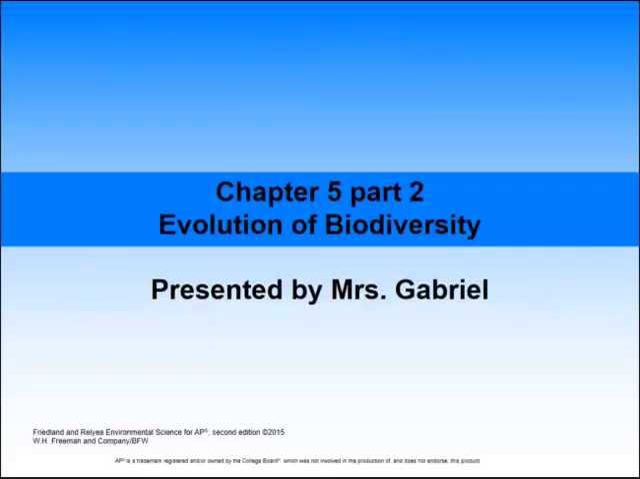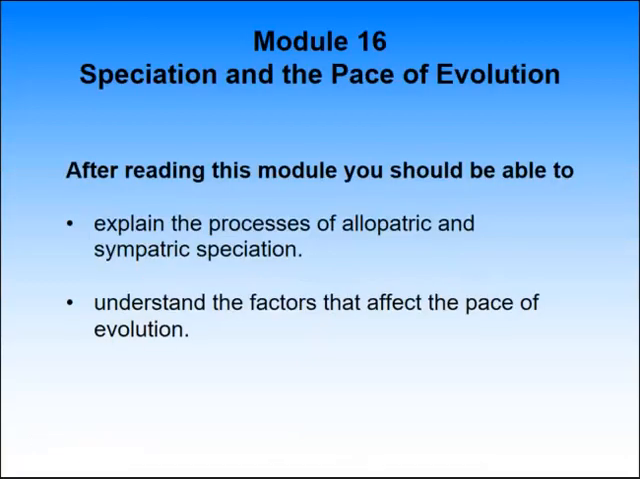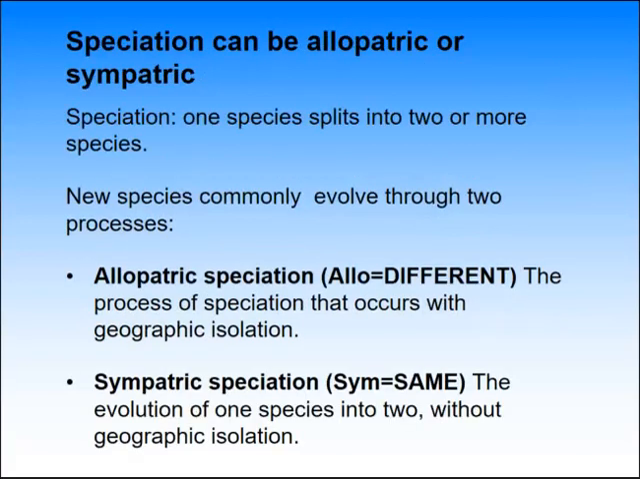I'm going to go over Chapter 5, Part 2, which is Modules 16 and 17 on speciation and niches. We're going to start with speciation, which is when one species splits into two or more. So I'm going to try and go fast. I always say that, I know.